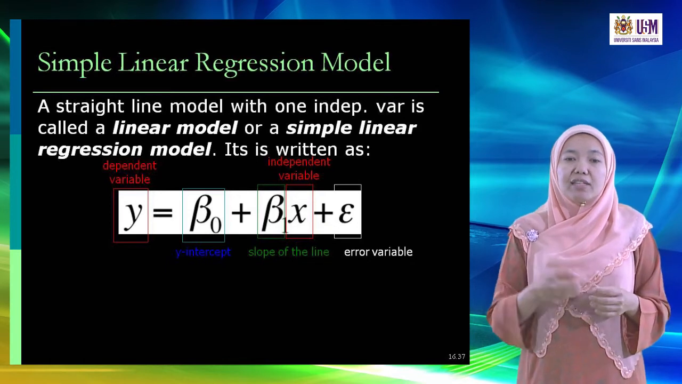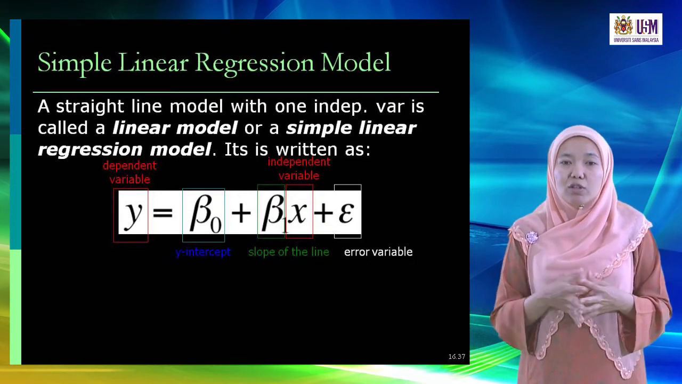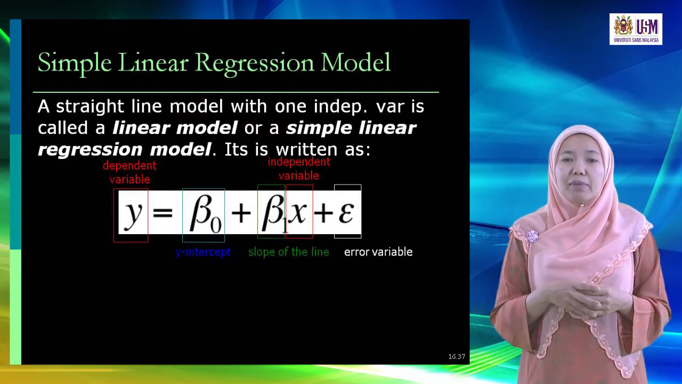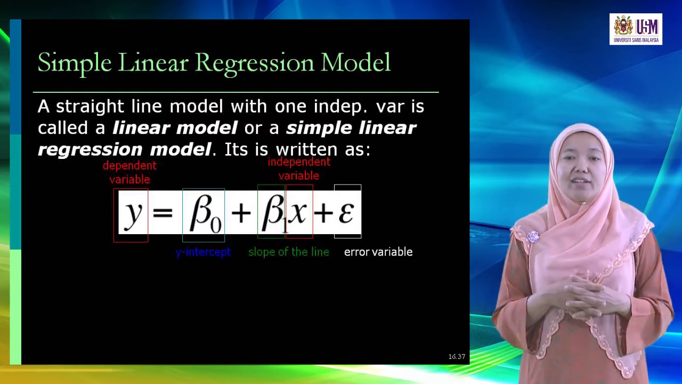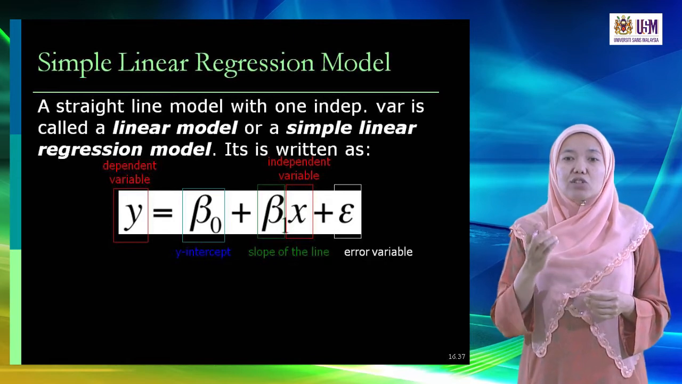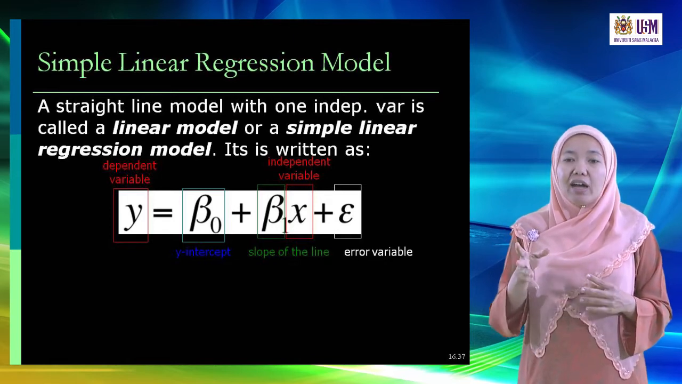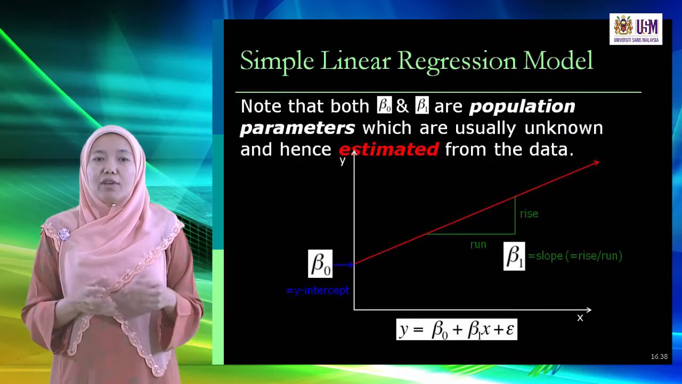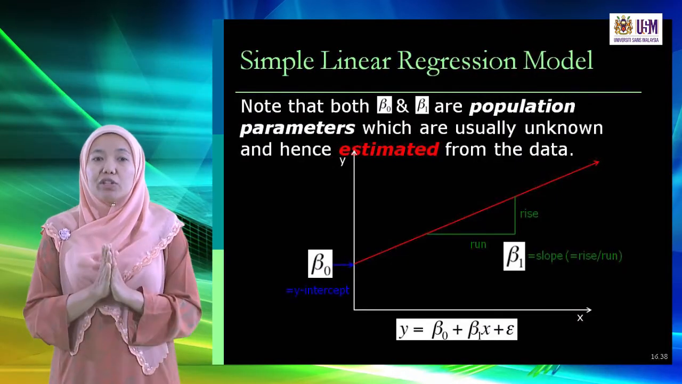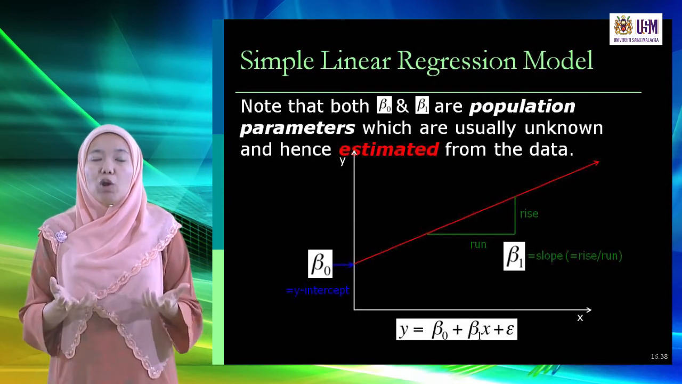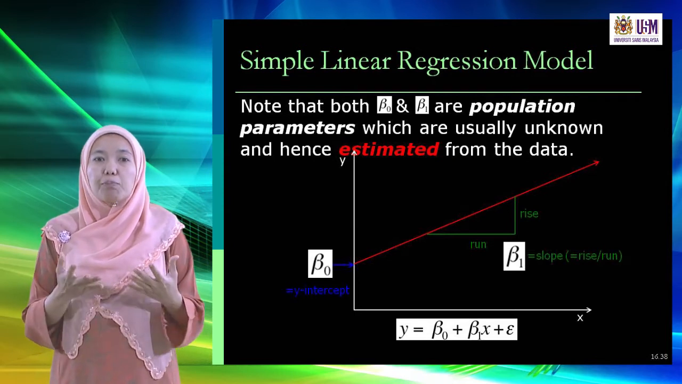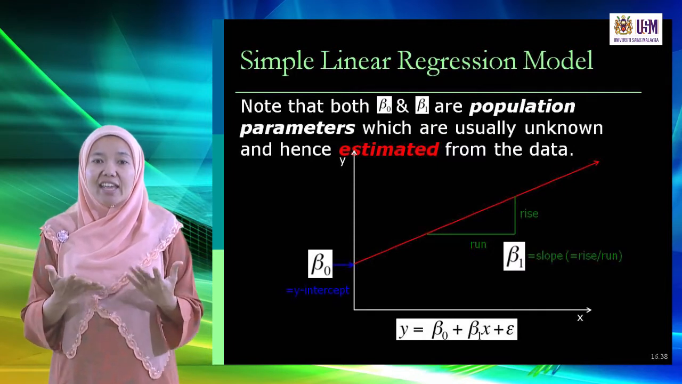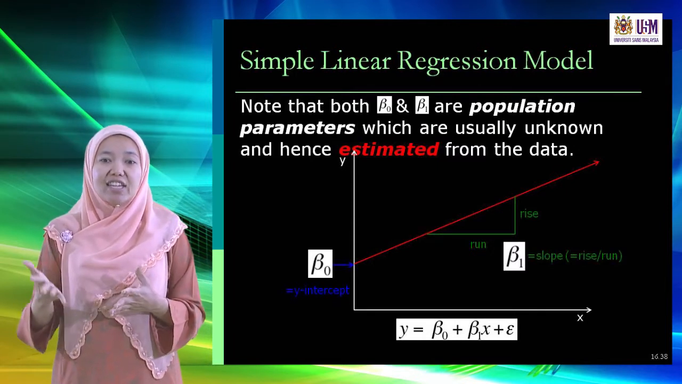Y is made up of beta 0, which is your intercept, plus beta 1, which is the slope of the line, and X is your independent variable, plus the error term or the error variable epsilon. When we discuss the simple linear regression model, you need to take note that both beta 0 and beta 1 are population parameters, which are usually unknown and hence estimated from the data.